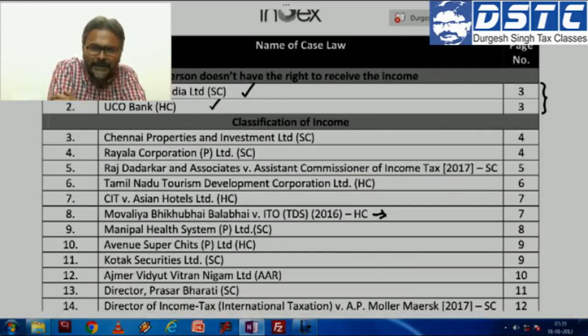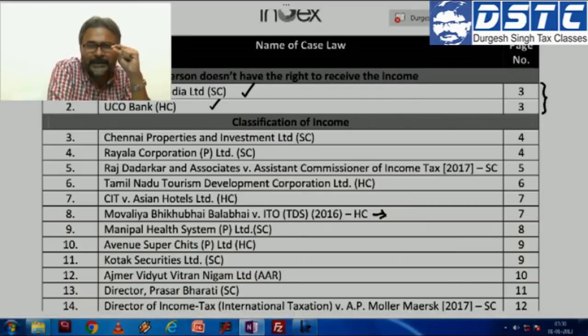Avenue super chit dividend, the difference part. What is a game? It is about the borrowing. What do you mean by the term debt incurred or money borrowed? Is it for that? If the answer is no, then it is not interest.